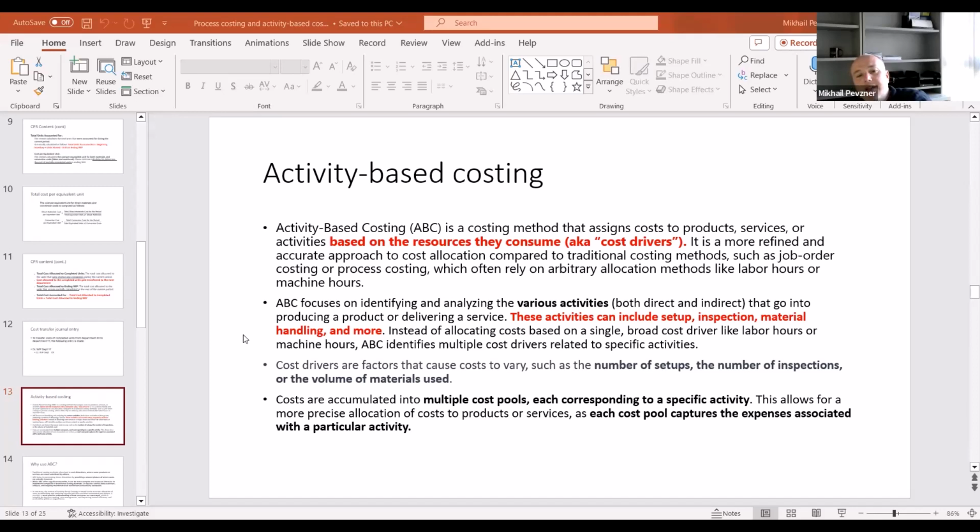It's a more refined and accurate approach to cost allocation compared to traditional costing methods, such as job order costing and process costing, which often rely on arbitrary allocation methods like labor hours and machine hours. ABC focuses on identifying and analyzing various activities, both direct and indirect, that go into producing a product or delivering a service. These activities include setup, inspection, material handling, and more, right?